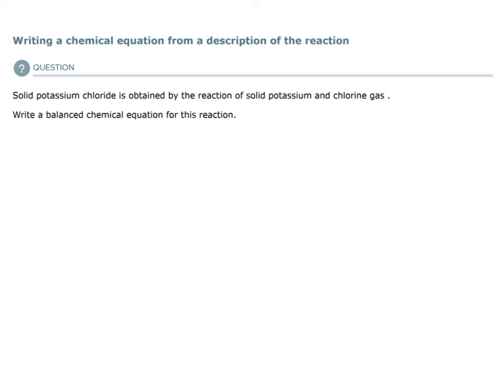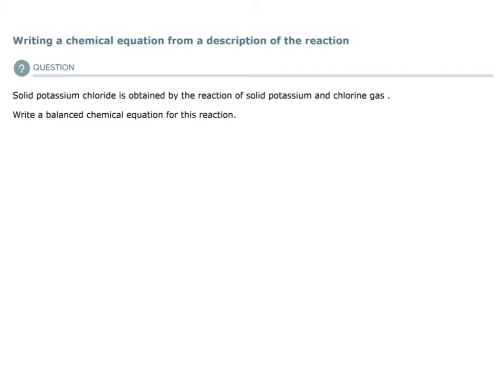Here's the second example of the writing a chemical equation topic from a description of the reaction. So what is the description of this particular reaction? Well, we have solid potassium chloride is obtained by the reaction of solid potassium and chlorine gas. Write the balanced chemical equation for this reaction.